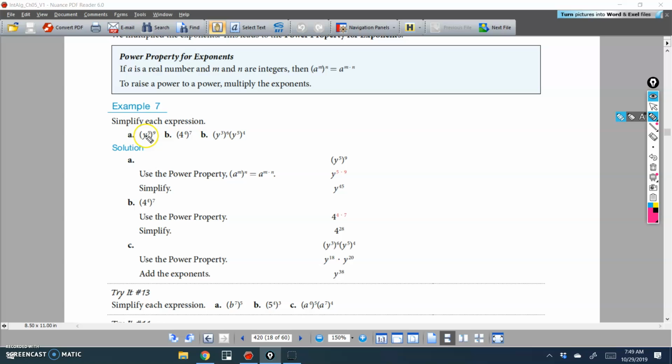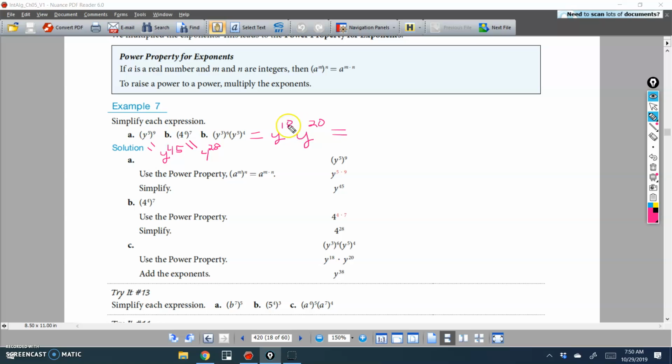So let's see here. y to the 5th to the 9th. What is 5 times 9? So that would be y to the 45. 4 to the 4th to the 7th. Well, that would be 4 to the 28th, because 4 times 7 is 28. y to the 3rd to the 6th. Well, that would be y to the 18. y to the 5th to the 4th. Well, that would be y to the 20th.